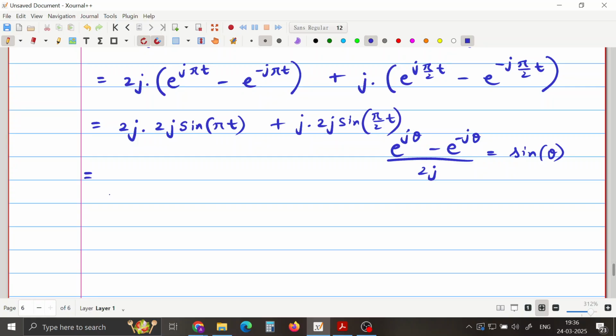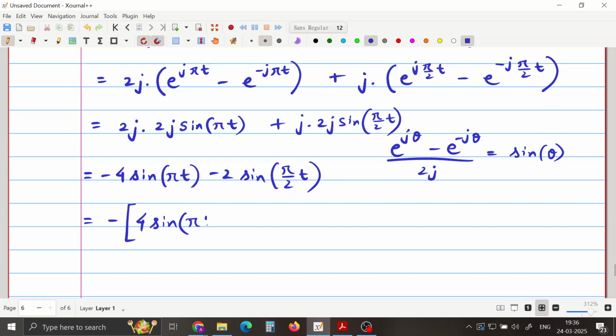So overall what do I have? 2j into 2j will give you 4j squared, which is minus 4. So minus 4 sine pi t plus 2j squared, that is minus 2 sine pi by 2 t. So I'll take this minus sign outside, and I have 4 sine pi t plus 2 sine pi by 2 t.